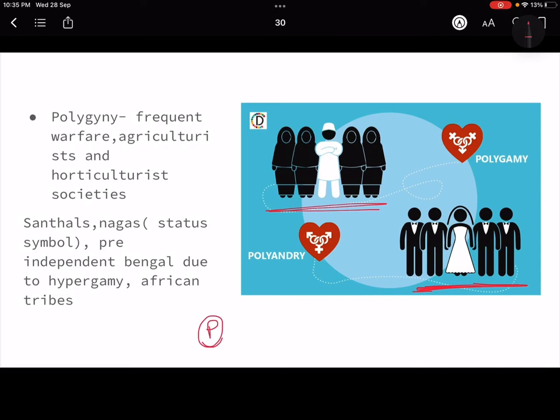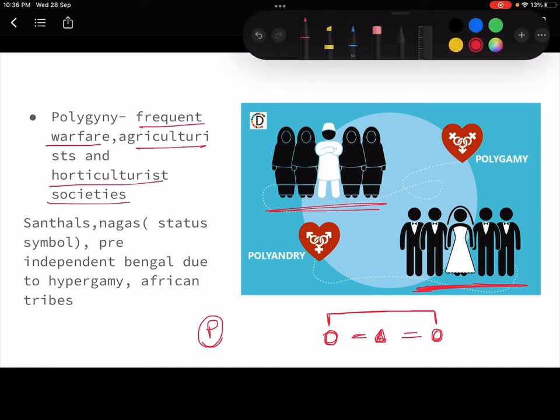There is one man and he has multiple wives, right? And if these wives are related to each other, they can be sisters, or they cannot be sisters, right? So polygyny also exists. Now polygyny happens when there is frequent warfare, and in agriculturalist and horticultural societies. So now just try to understand.